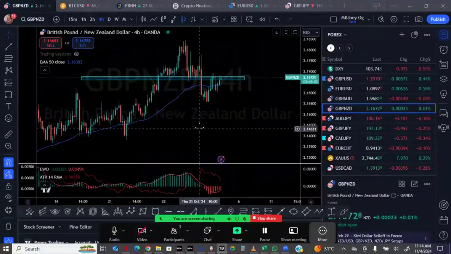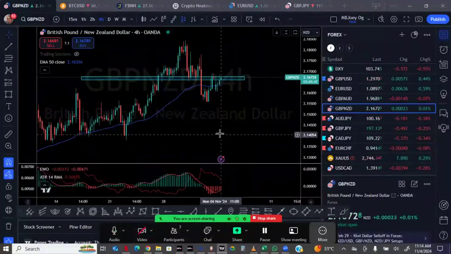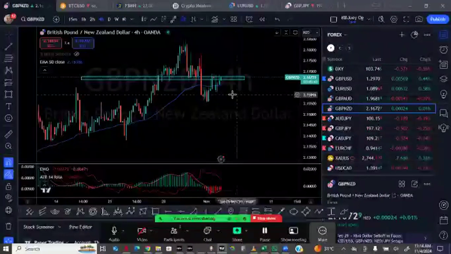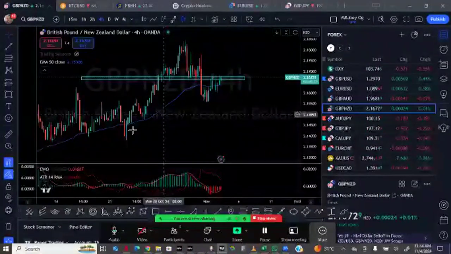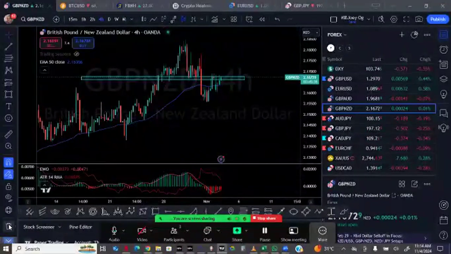Okay, so getting started, where do we always start our analysis from? Higher time frame. In this case, what's the higher time frame we are using?